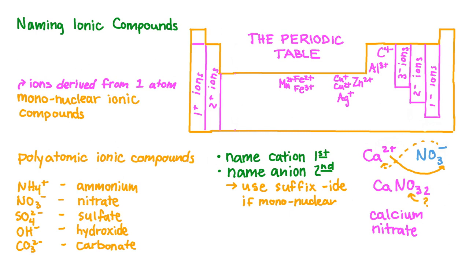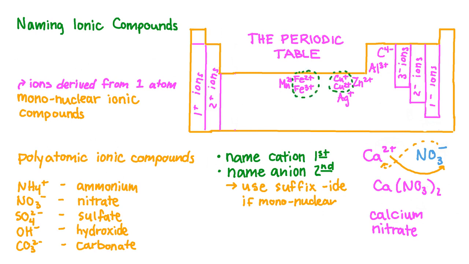giving us the chemical formula CaNO3. But we don't want this to look like we have 1 calcium atom, 1 nitrogen atom, and 32 oxygen atoms in our compound. So we'll put parentheses around the polyatomic anion to make it clear that we're talking about 2 nitrate groups in our compound.